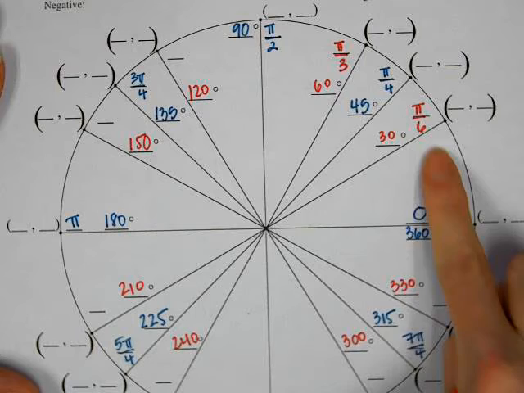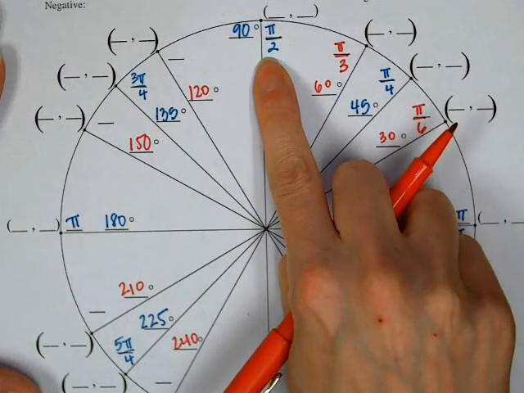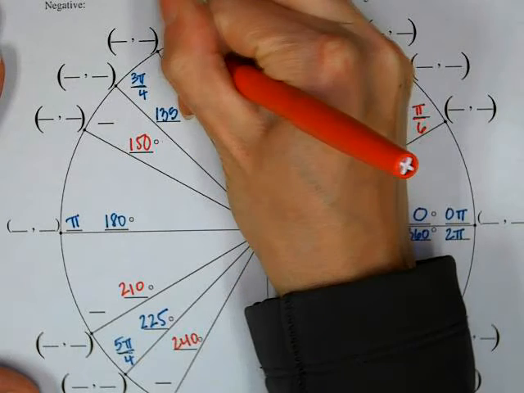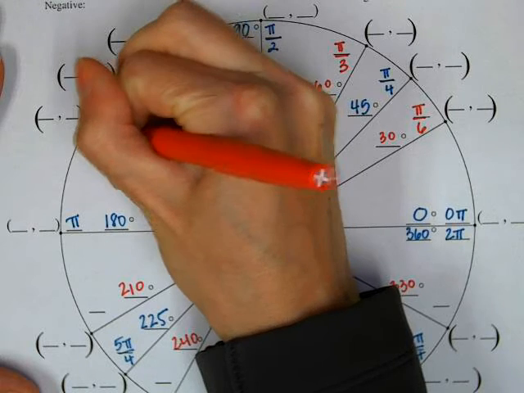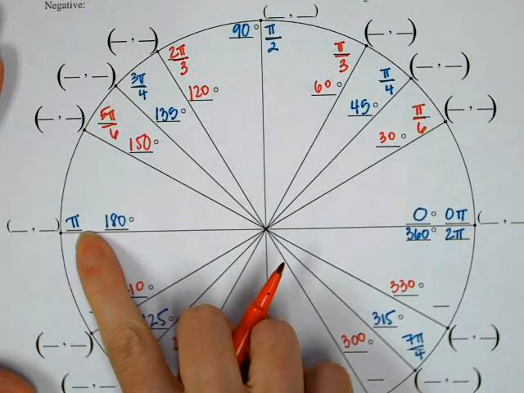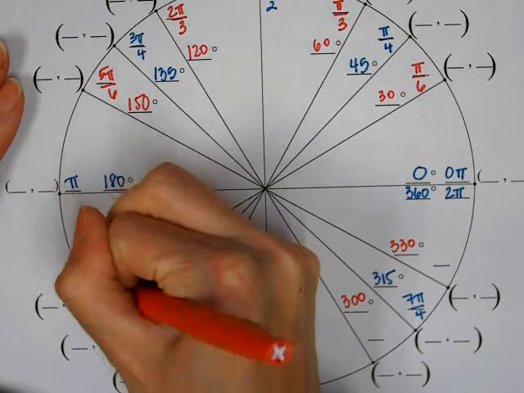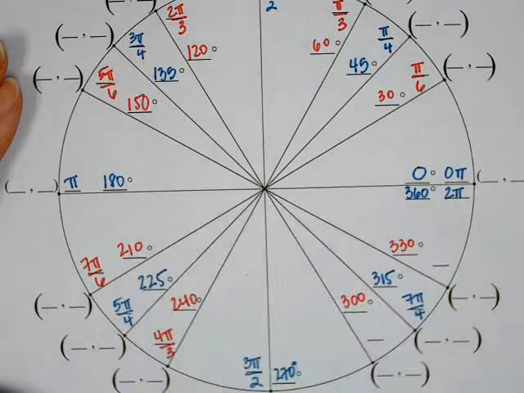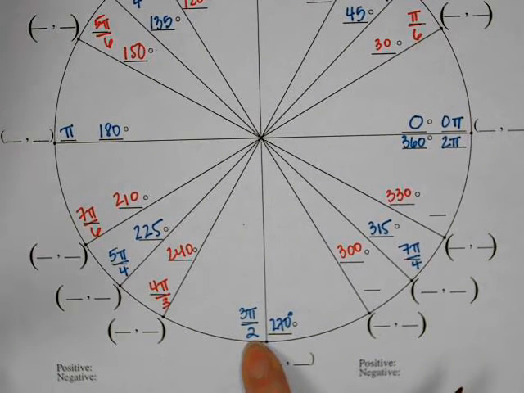This is another 30 here. Okay, 30, 30. This is 3 pi over 6, which reduces to pi over 2. This one's 4 pi over 6, which reduces to 2 pi over 3. This one's 5 pi over 6. And this one's 6 pi over 6, but that's just pi. This one's 7 pi over 6. This one's 8 pi over 6, which reduces to 4 pi over 3. This is 9 pi over 6, which is 3 pi over 2.